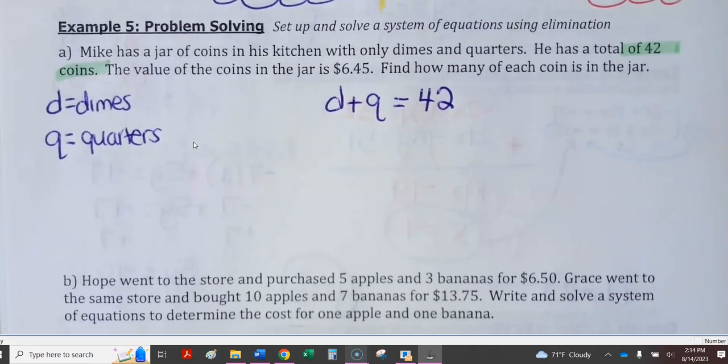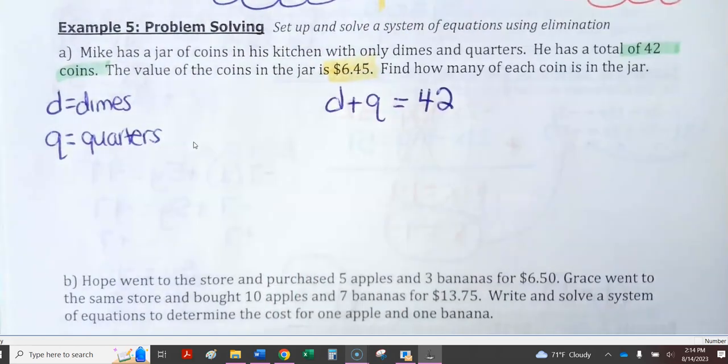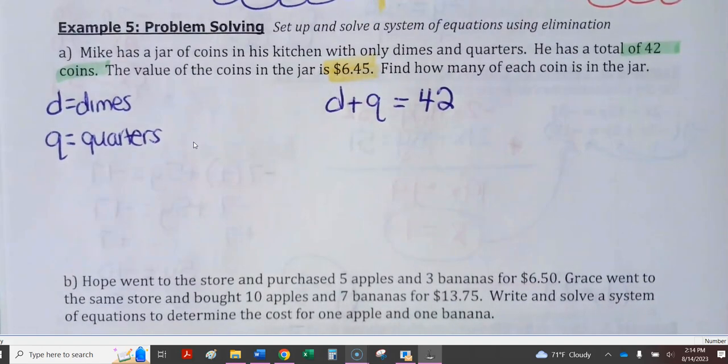Okay, now, the second equation is going to deal with the monetary value. So I have the value in the jar being $6.45. How would you write that if you know you're only working with dimes and quarters? So think about how much a dime is worth and how much a quarter is worth. What would that second equation look like if you got $6.45?